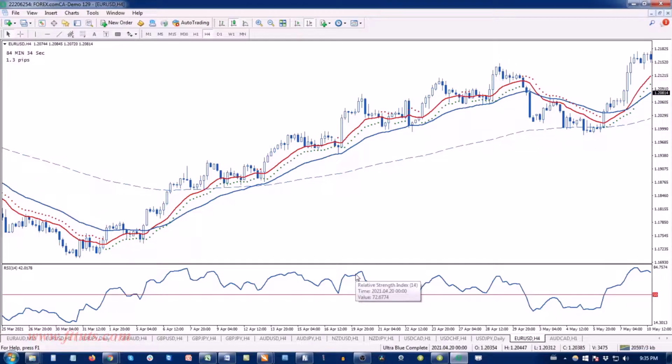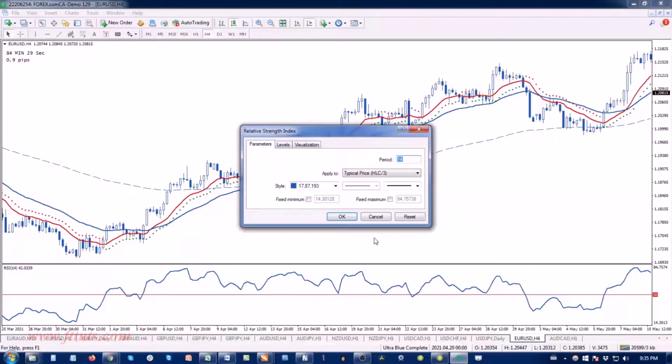We have a 14-period RSI as well. Now there's something a little bit different with this RSI. It uses the typical price instead of the standard closing price. It smooths the RSI out and it gives us a better filtered signal.